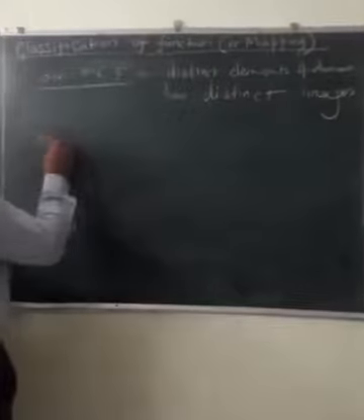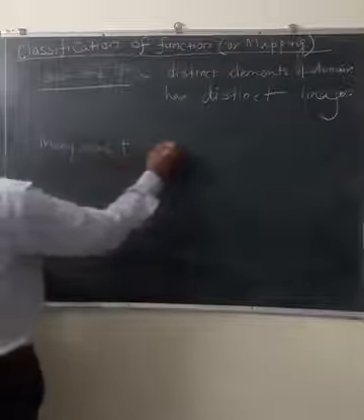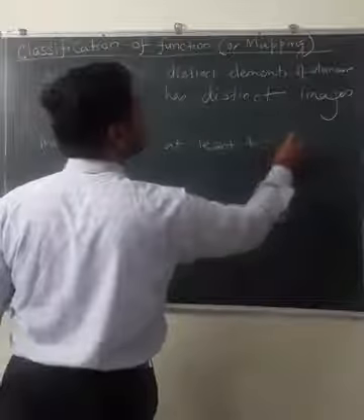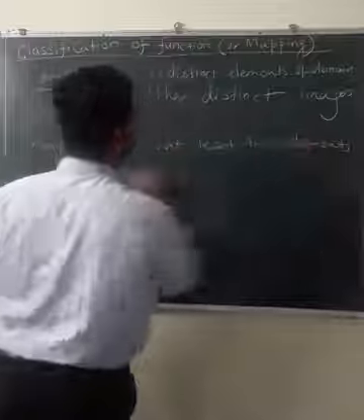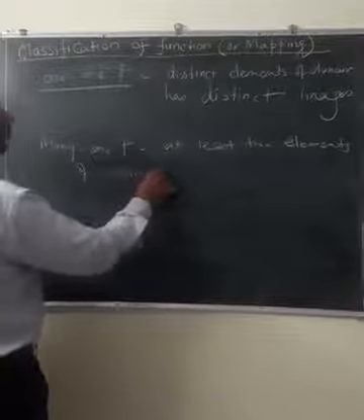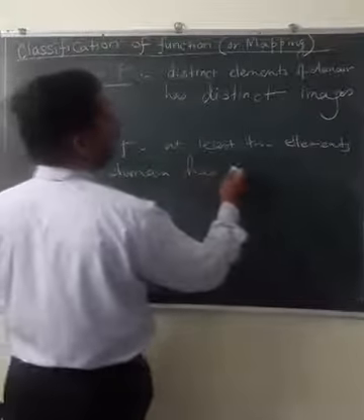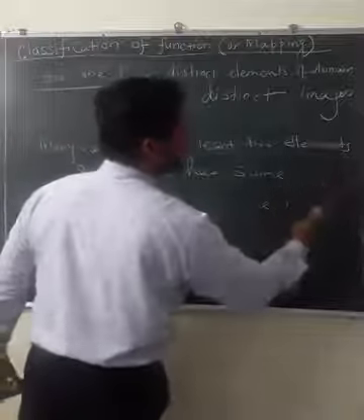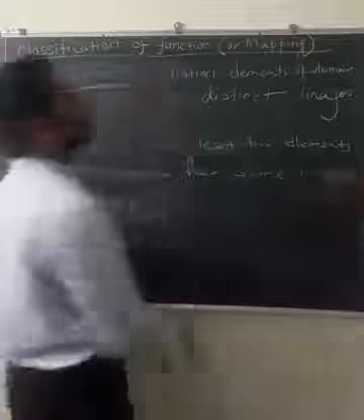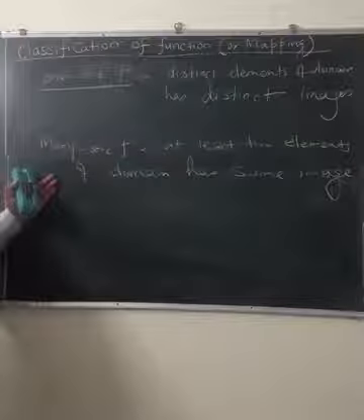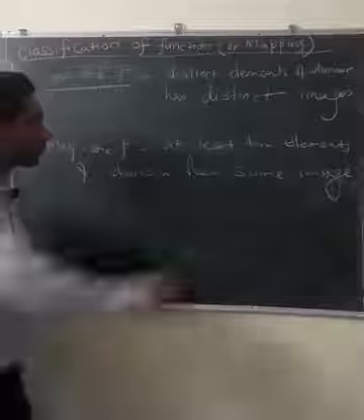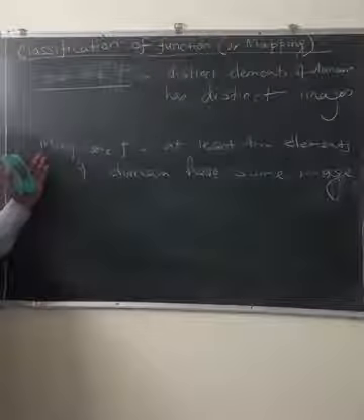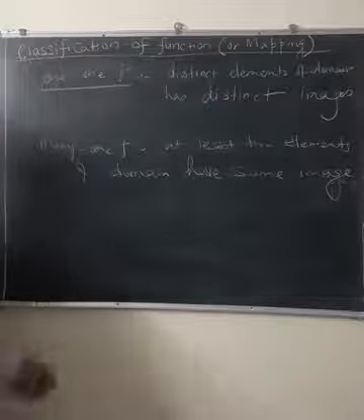And what about a many-one function? At least two elements of the domain have the same image. Image means the value of the function. Same value of the function. At least 2 elements of the domain must have the same image. Then I can say it is a many-one function.